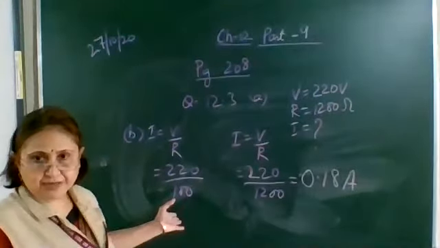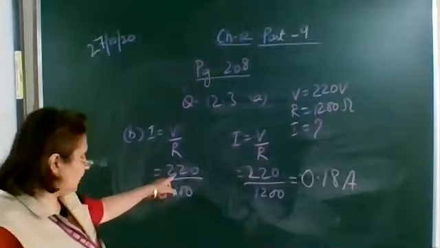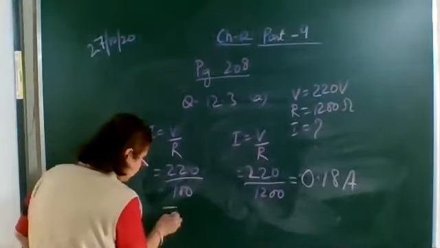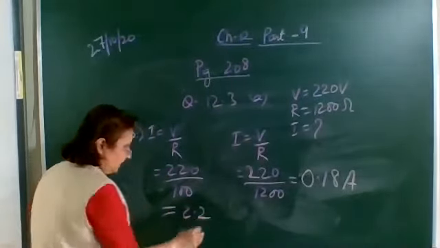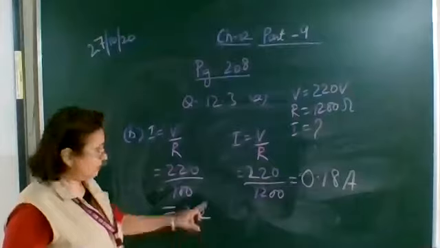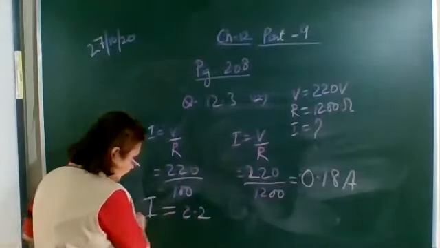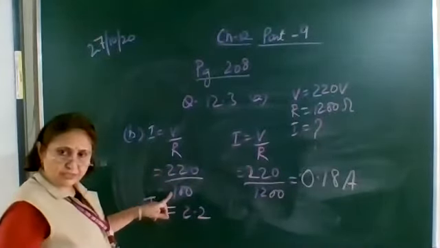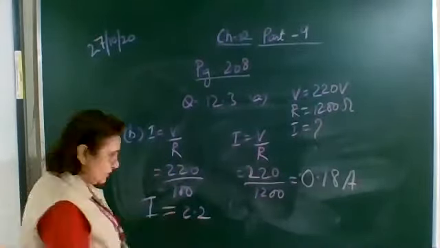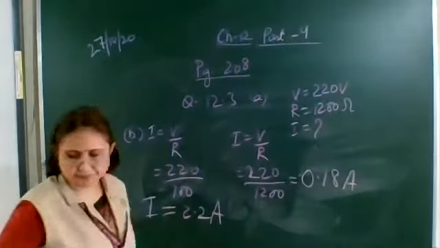So simplify it. What do you get? 220 divided by 100, so you get 2.2. And it is very necessary to write the unit. What are you finding out? Current. V is in volts, resistance in ohms, so I will get it in ampere.